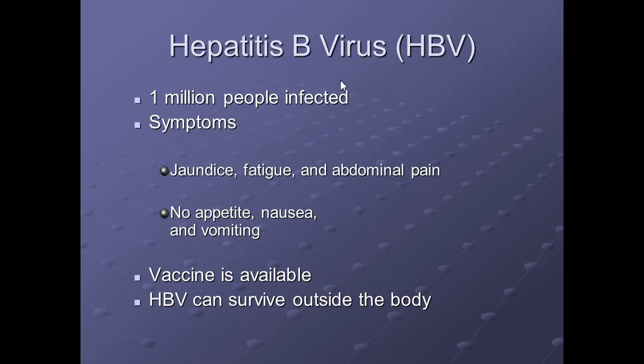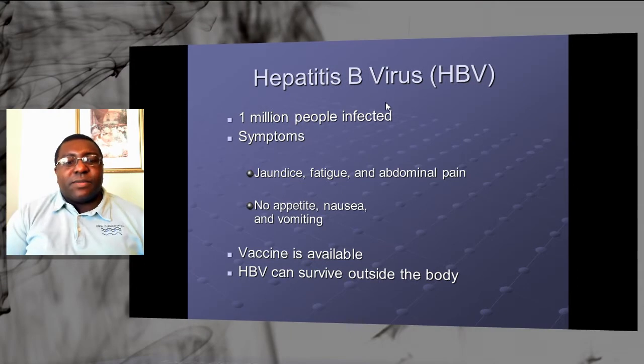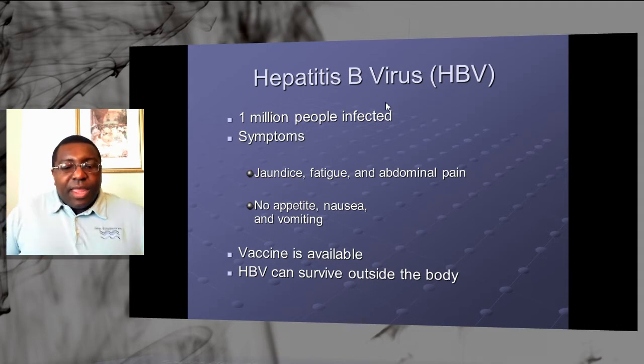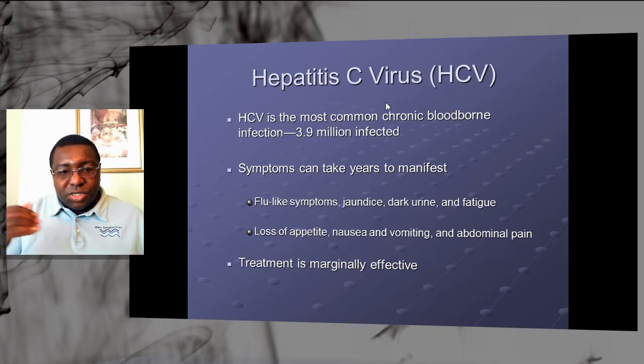On the other side, the hepatitis, as you see on this, the HBV, your hepatitis B virus, millions of people are affected by this. Some of the symptoms are jaundice, fatigue, abdominal pain, no appetite, some nausea and vomiting. You do have a vaccine available for hepatitis B, and it's a series, so make sure you take the series of the vaccine and not just the one shot.